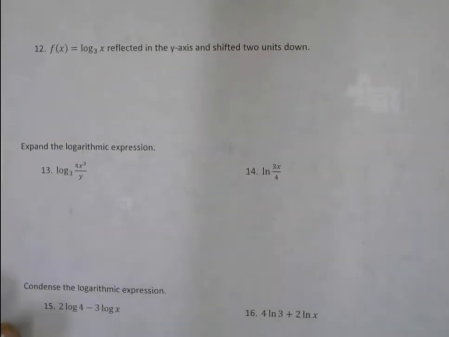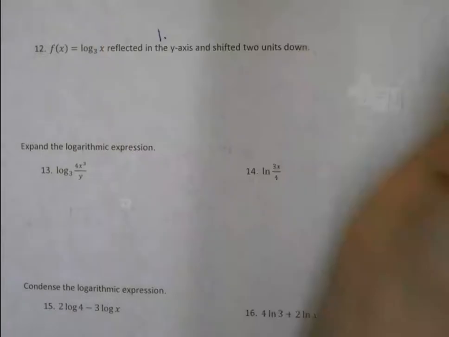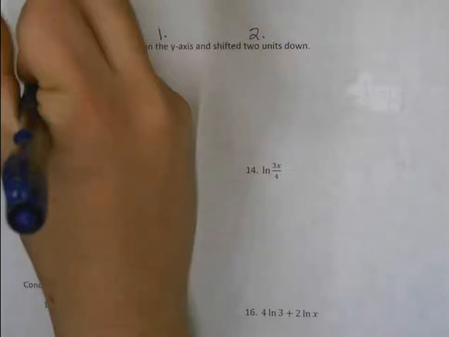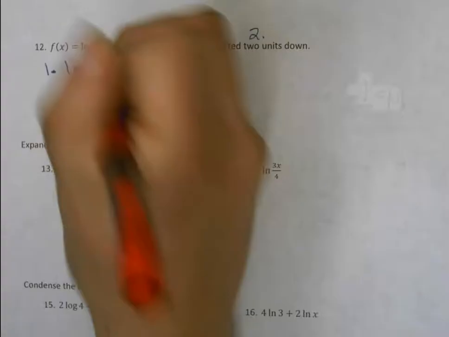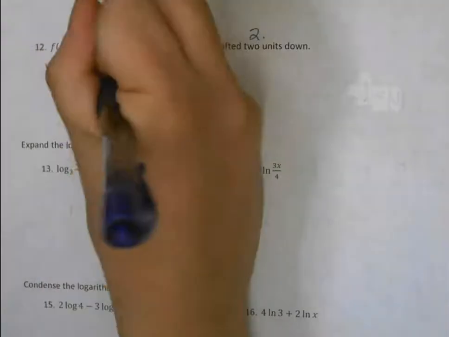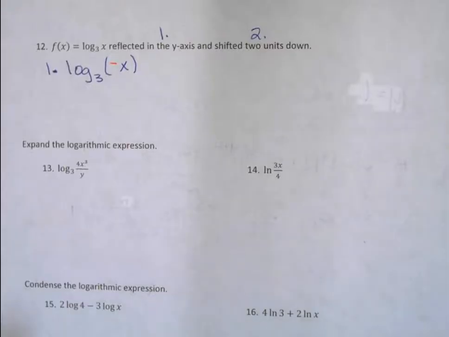So number 12 has a log base. This one is reflected in the y-axis and then shifted 2 units down. So when it's reflected in the y-axis, that goes with the x. And I'm going to put a parenthesis here. Questions on my first change? Negative in front of the x. Because if it was reflection on the x-axis, it would go out in front of the word log.